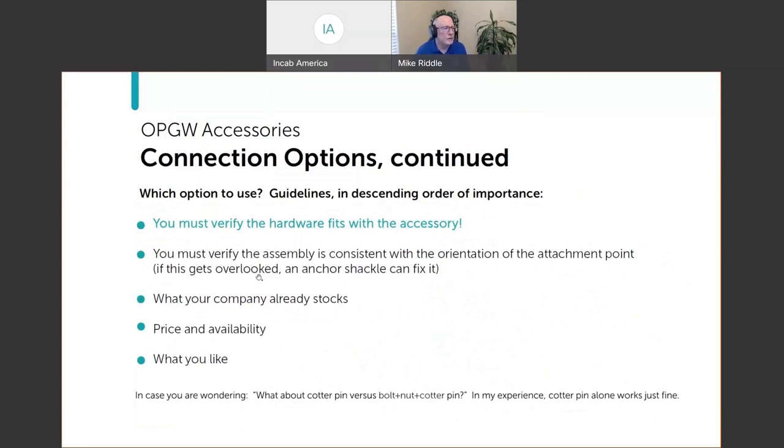And the manufacturer will provide information to tell you how much space you have here to work with. And obviously this is a Y clevis that's been used. The thickness of the member here has to fit within the space that's available. It's that simple. It's a detail that you got to check.